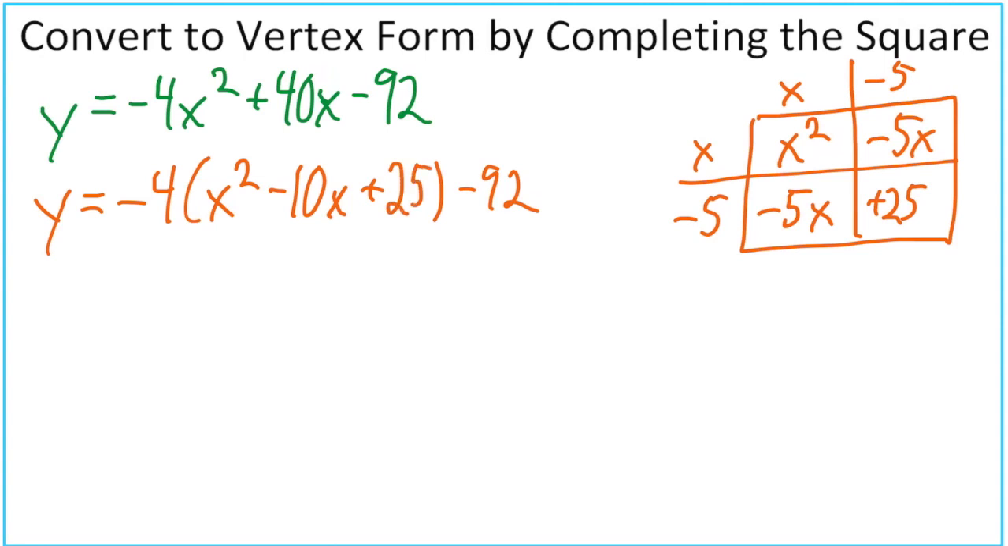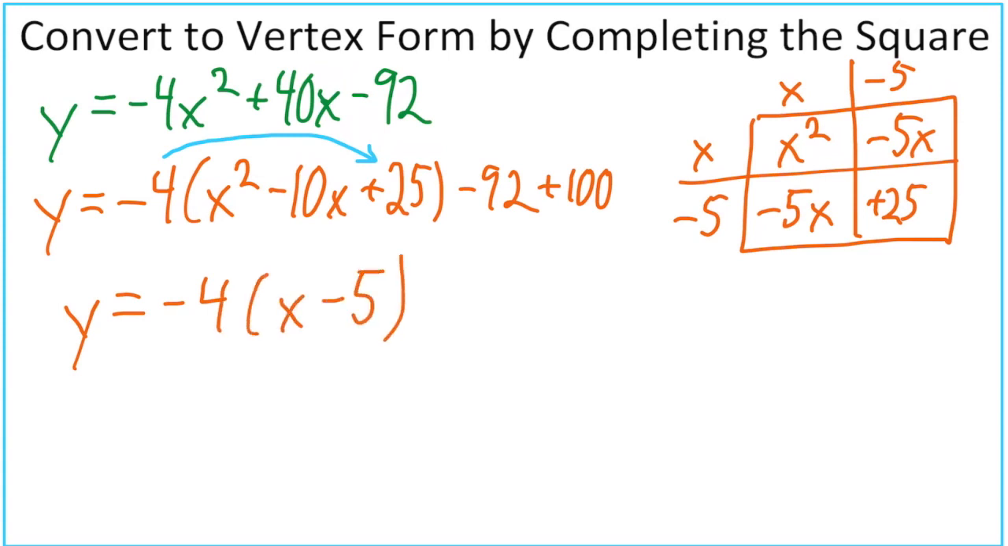All right, now what is affecting the positive 25? The a value of negative 4. So remember, this is negative 4 times positive 25. That is negative 100. What's the opposite of negative 100? Positive 100. That's what goes on the outside. And from there, we've done all the hard work. Now we're ready to just simplify into negative 4 times x minus 5 squared plus 8. So there you go. That's how you convert to vertex form by completing the square.